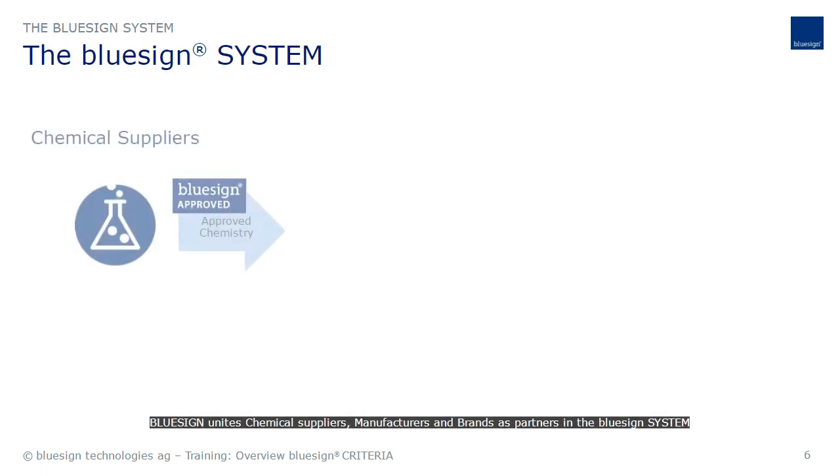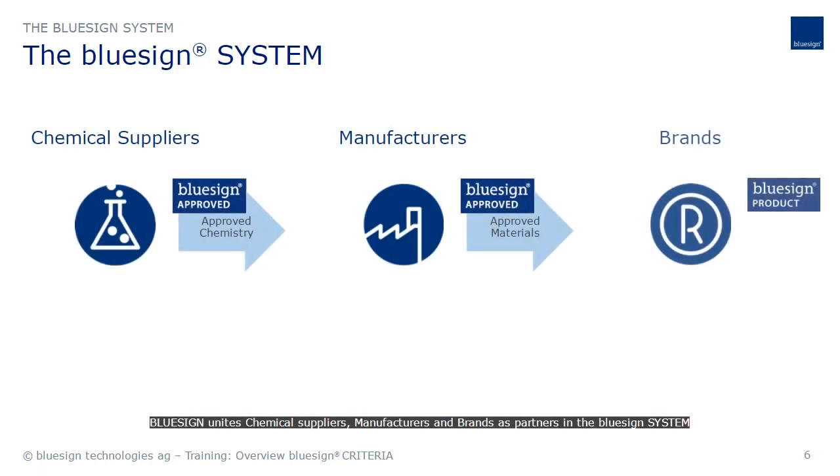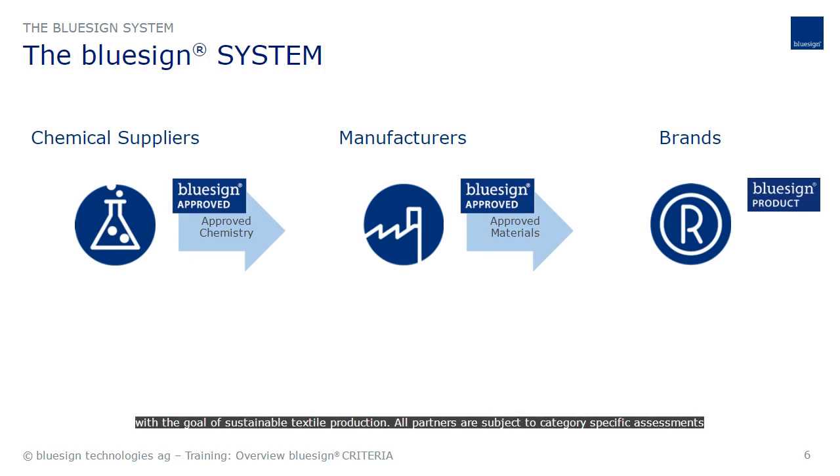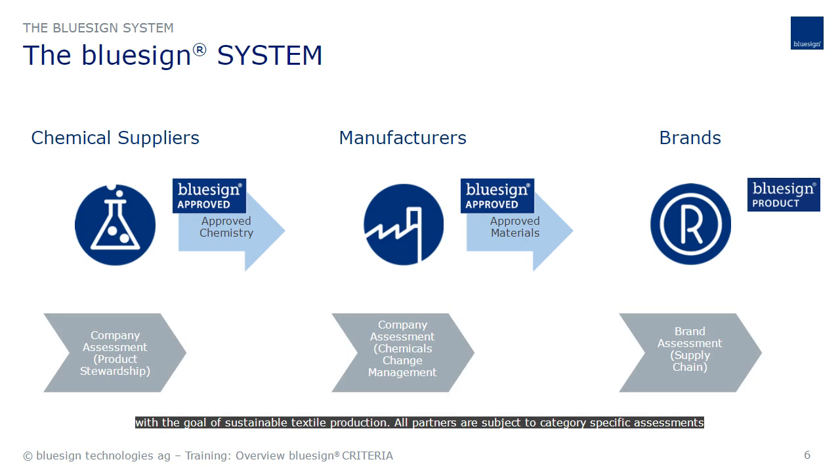Bluesign unites chemical suppliers, manufacturers and brands as partners in the Bluesign system, with the goal of sustainable textile production. All partners are subject to category-specific assessments before they become fully integrated Bluesign system partners and can label their products.